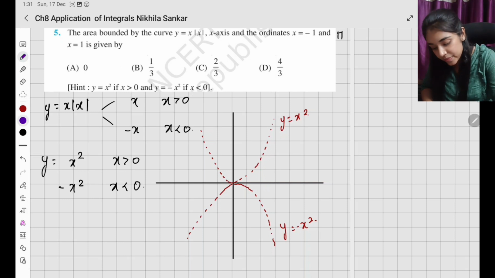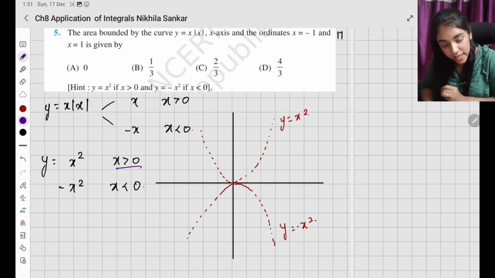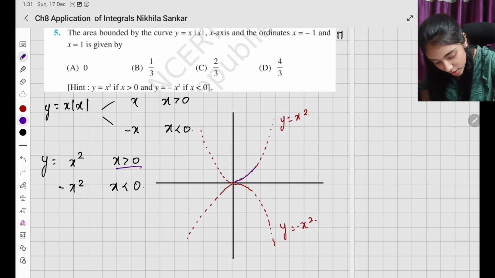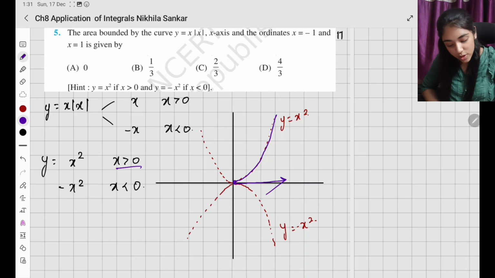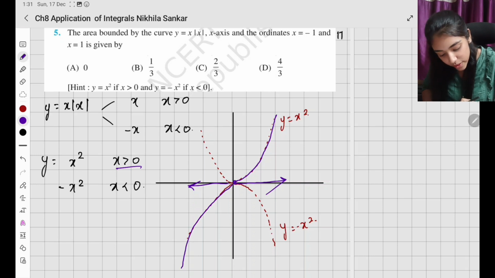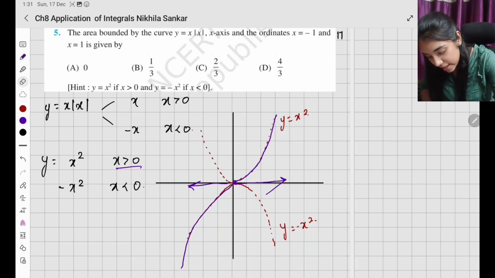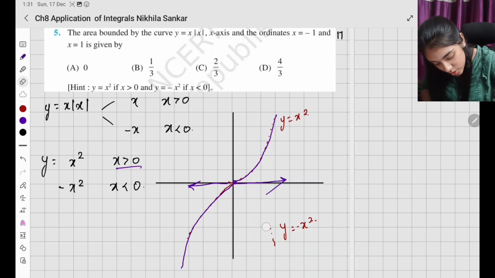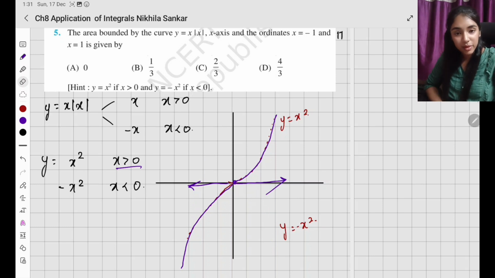Now what is it saying? For x greater than 0, y equals x square. So x greater than 0 means I'm talking about this. This is x, and this is greater than 0. All these values are greater than 0. Now when x is less than 0, y equals minus x square. So this is going to be my y equals minus x square. So what is my graph? These two points are not included, and this too is not included. So this is going to be my final graph.